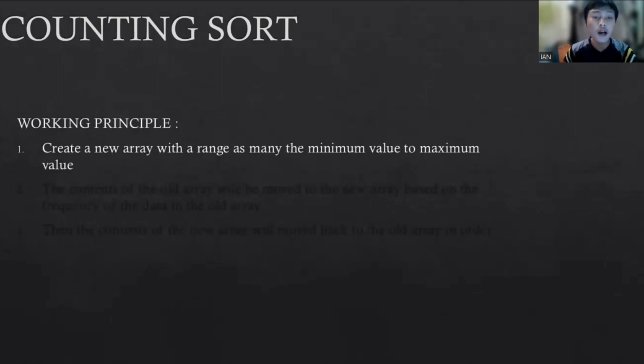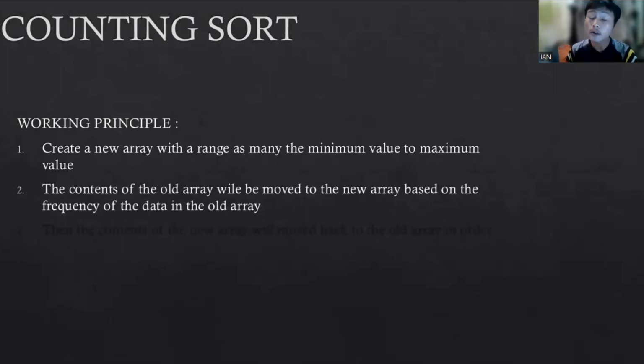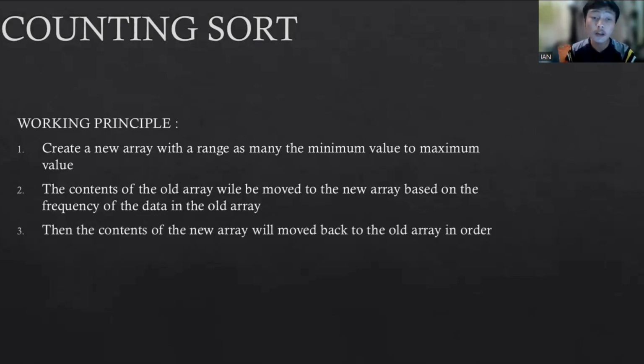Here, I'm going to explain the working principle of the counting sort. First, create a new array with a range from the minimum value to the maximum value. Then, the content of the old array will be moved to the new array based on the frequency of the data in the old array. Then, the content of the new array will move back to the old array in order.